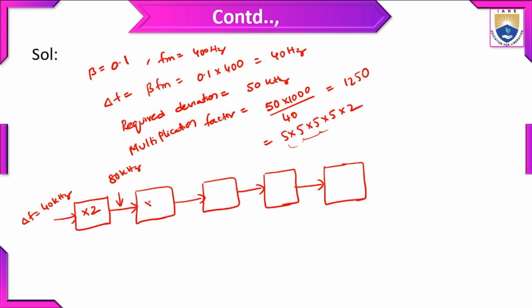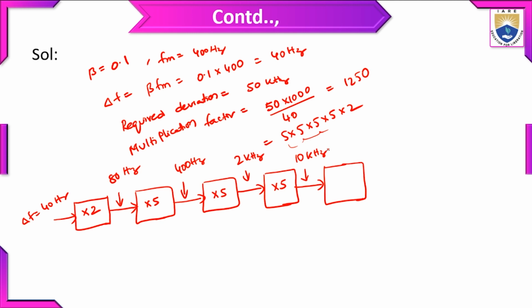Now you multiply by 5. So 80 into 5, you got 400 hertz. Again, this 400 hertz is multiplied with 5, so what you got? 2 kilohertz. This 2 kilohertz again multiplied with the factor 5, so we got 10 kilohertz.